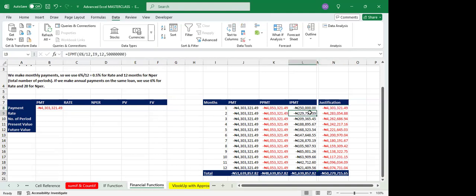But then we need to see the reason why it is decreasing, because at the end of the day it should justify. Then the principal, they are all the same. It's constant with what I can see. The principal is the same. Then the payment too is the same. So there's no way the justification will be the same as PMT when you do a PPMT and IPMT.